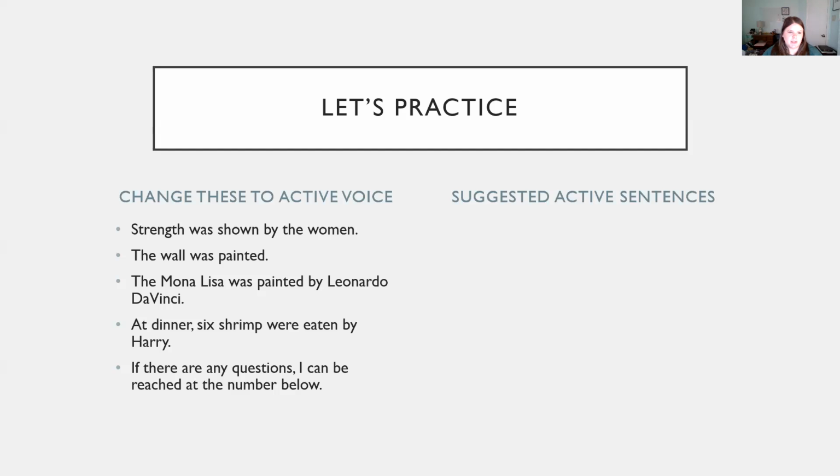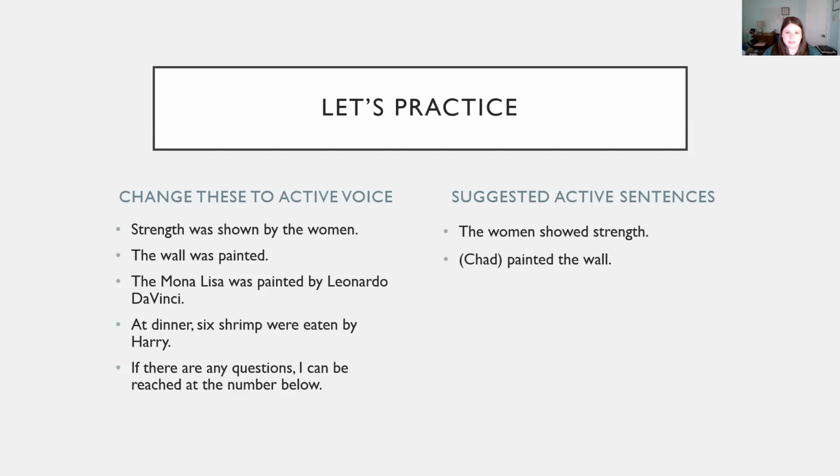So let's practice a bit. All right, so example number 1, strength was shown by the women. And so this is a passive sentence because you're saying was shown by, right? Where you could change that to be the women showed strength. So it's more direct. You know who the actor is, you know that the women showed strength. You're bringing your subject and your verb closer together, and all of that helps your reader and helps to make your sentence much stronger, actually.